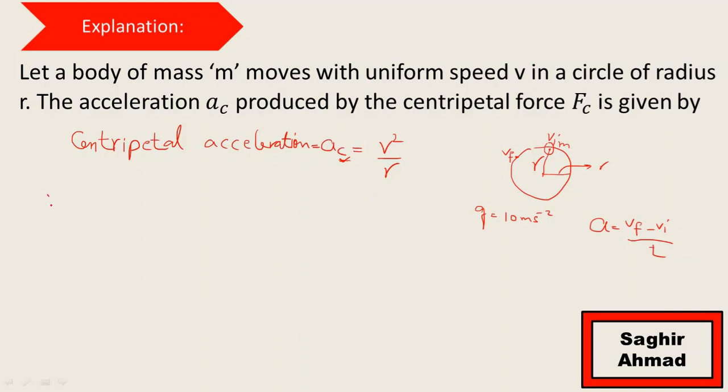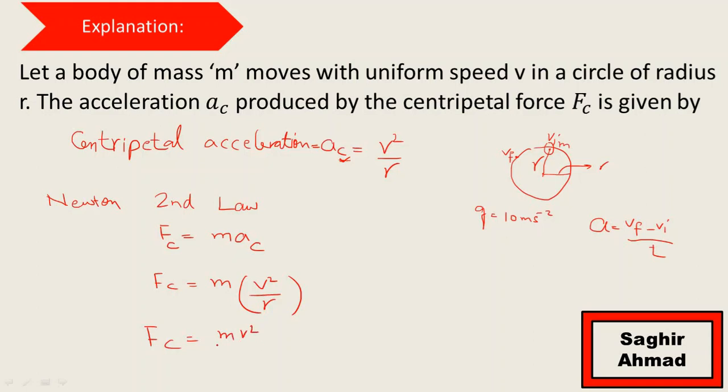From Newton's second law, we already learned Newton's second law, F is equal to ma. But here we are taking centripetal force, so here I write c. When I place c here, the acceleration becomes ac. Fc is equal to m times ac, and the value of ac is v square over r, so I write here v square over r. The centripetal force Fc is equal to mv square over r. This is the required centripetal force.